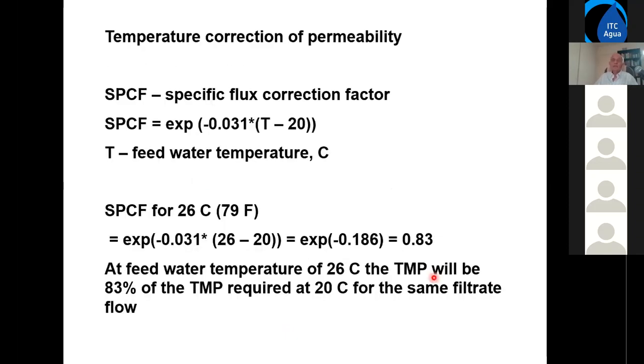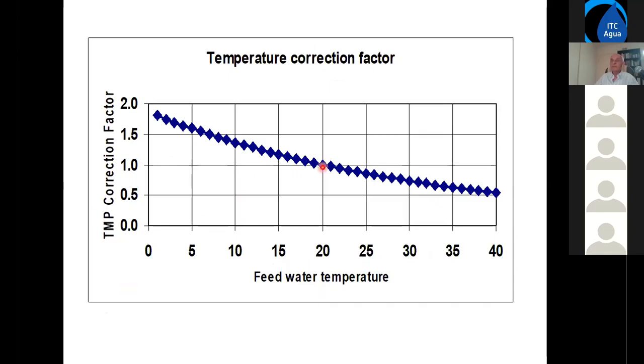In the same way as we have temperature correction for the RO, we also have temperature correction in membrane filtration. Though in the RO the reference point of one was 25 degrees, in membrane filtration it is 20 degrees. Everything here is in centigrade, while in the RO we use absolute temperature. So for a temperature of 26 degrees, we have a correction factor of 0.83, so we need just 83% of the TMP required at 20. Like in the RO, higher temperature, higher permeability. So the temperature correction factor is relative to 20 degrees.